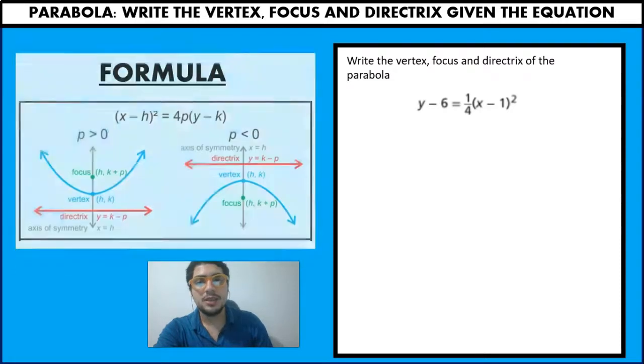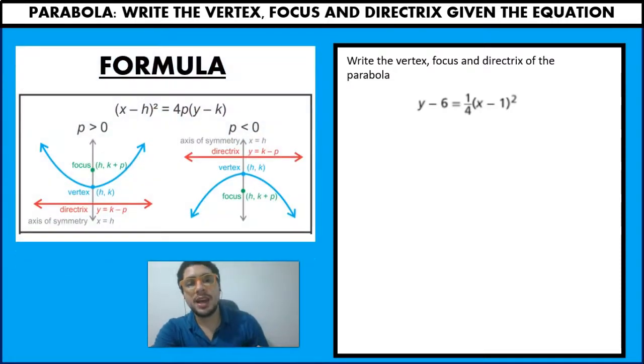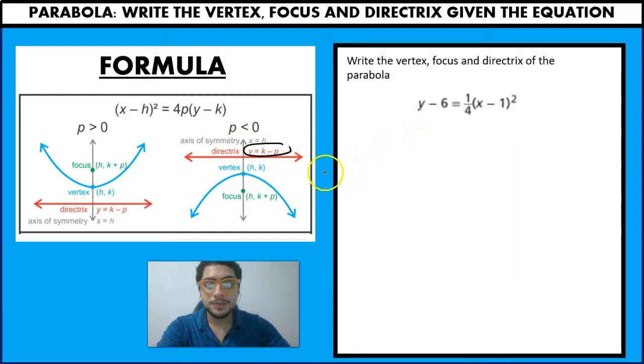Okay, so now, as you guys remember, we have to take into account the formula of the parabola. Now, we're going to be taking a look at the values of h, k, and p. And then once we find those values, we're going to be able to see how we can actually find it. We have to remember that our value of the directrix is going to be y equals k minus p, right? And our value of the focus is going to be h comma k plus p, okay? But we have to be very, very careful with the signs, okay?